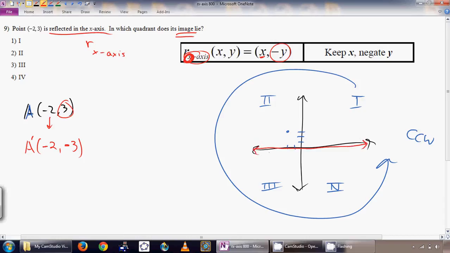Here's our x-axis. (-2, -3). That's A prime. Yeah, it's in quadrant 3. I mean, you didn't even really have to apply the rule. You could have just visually said, okay, when I take this point and I reflect it across that red axis, the x-axis, it's obviously going into quadrant 3.